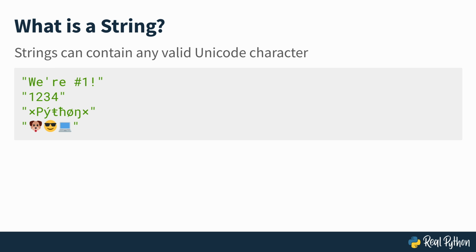Strings can contain any valid Unicode character. So Unicode characters go beyond the simple letters of the alphabet that you've seen and include symbols like an apostrophe or the number symbol and other punctuation marks. And they include numbers, plus symbols that are involved in other languages that you might have seen, plus emoji. All of these are valid strings.